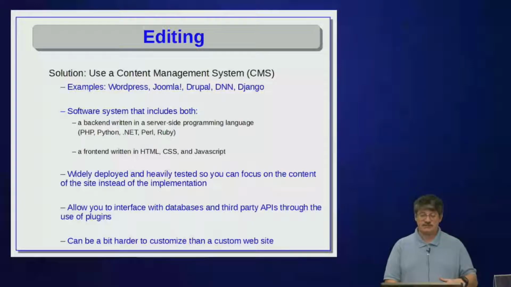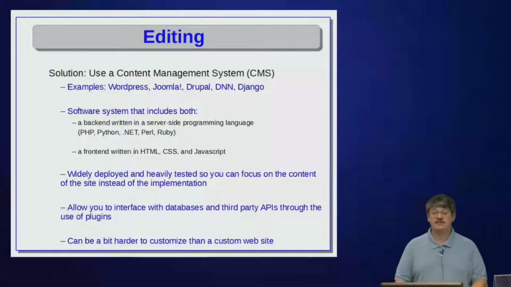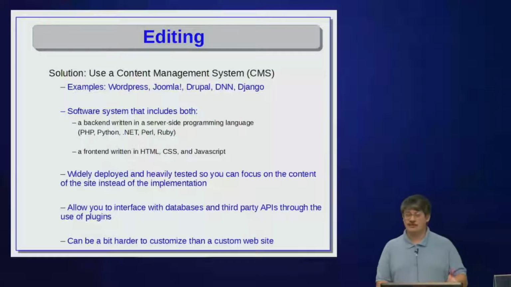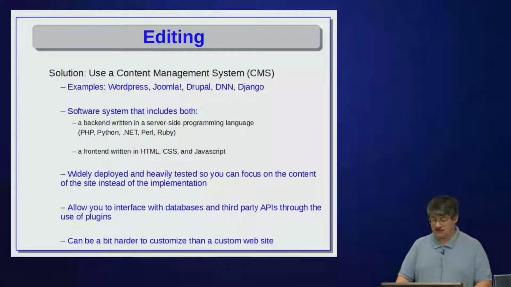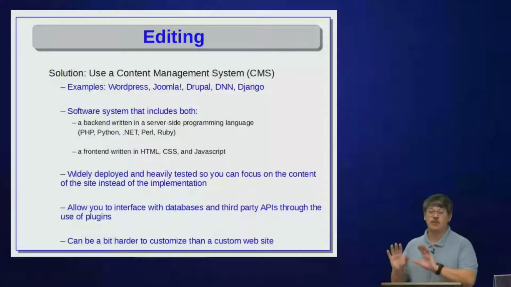Usually a content management system has two parts. It has a back end that's written in some sort of programming language like Python, and then it has a front end that's written in HTML, CSS, JavaScript, all the technologies that we've talked about in this class. But the nice thing about this is that you don't have to understand those languages in order to use the product. Instead, they're going to provide features that any kind of user can use, whether they're technically trained or not. And because they're widely deployed, they've also been heavily tested. So you can focus on the content that you want to host on your website rather than how that's implemented.